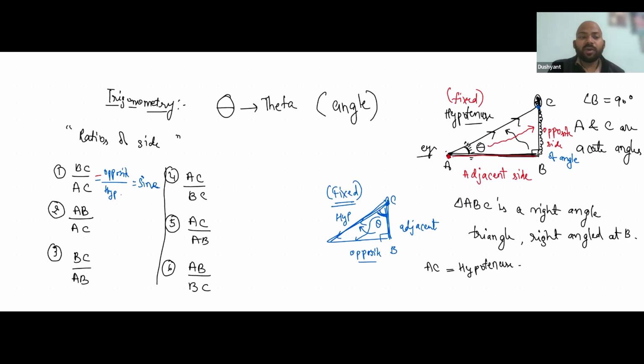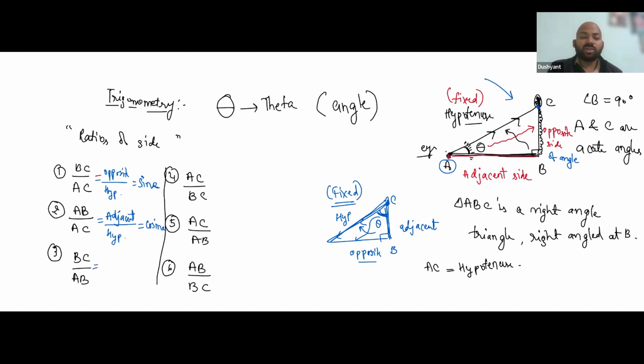Right? Now AB and AC. Look at this diagram. I'm taking the angle A. From angle A, this AB is my adjacent side. Adjacent over hypotenuse is known as the cosine. If you take the ratio of adjacent over hypotenuse, that will be my cosine.